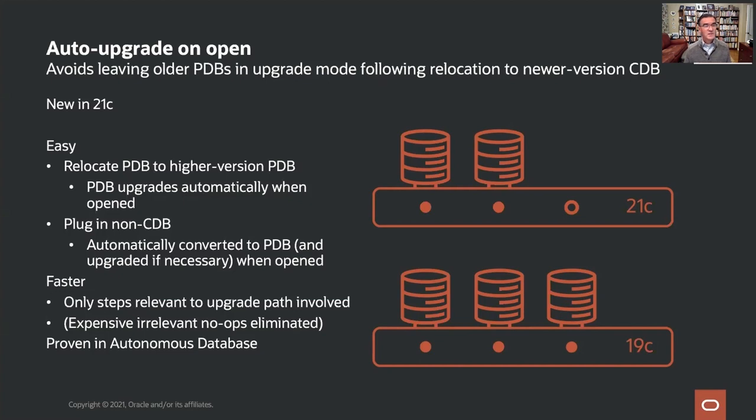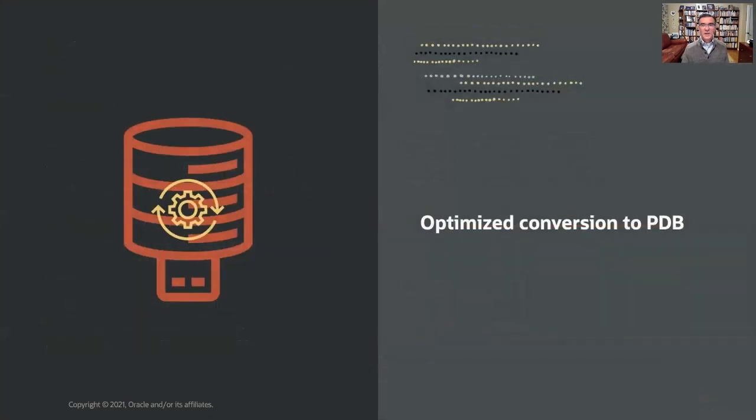It's faster because only the steps relevant to the upgrade path are involved. Expensive, irrelevant no-ops are eliminated. And this is proven in Autonomous Database. It's a nice and easy upgrade on open. Now, the next topic here is conversion of a non-CDB to a PDB. And this is relatively straightforward and fast.